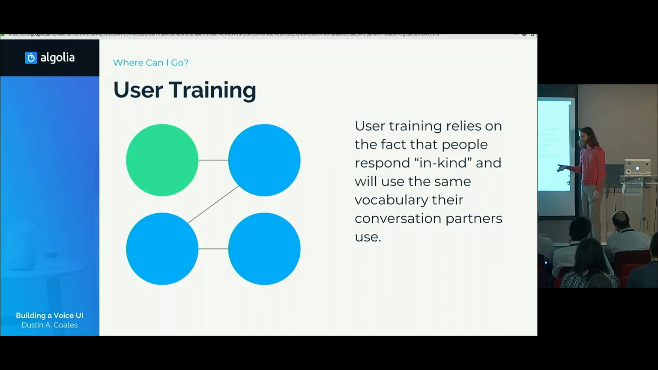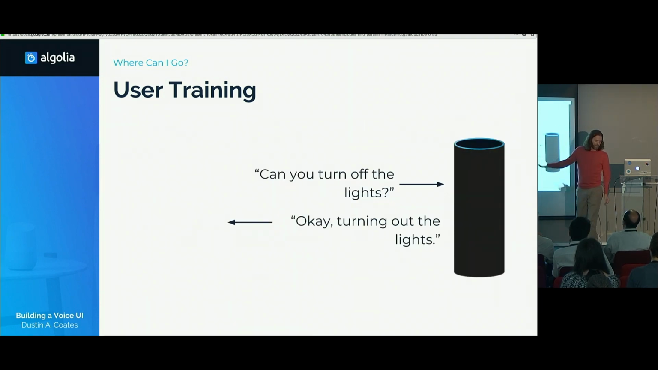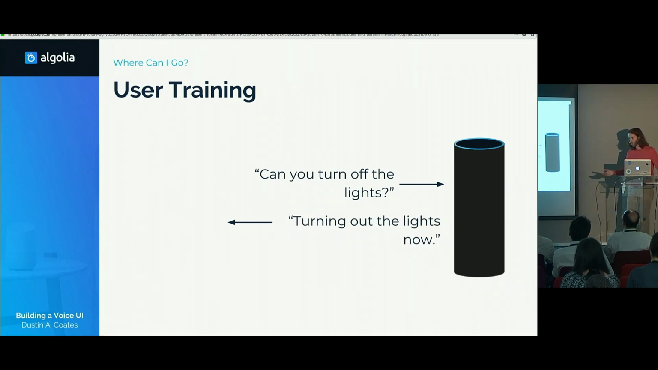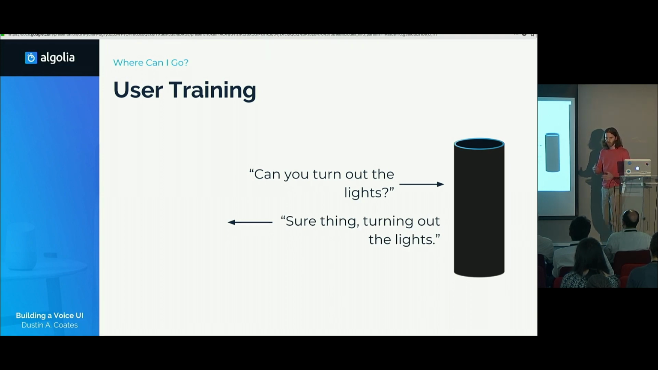User training relies on the fact that within a conversation, people tend to respond in kind. They tend to respond using the language that was just used. So for example, can you turn off the lights? And Alexa responds, okay, turning out the lights. Can you turn off the lights? Turning out the lights now. And then finally the user gets it. Can you turn out the lights? Sure thing, turning out the lights.